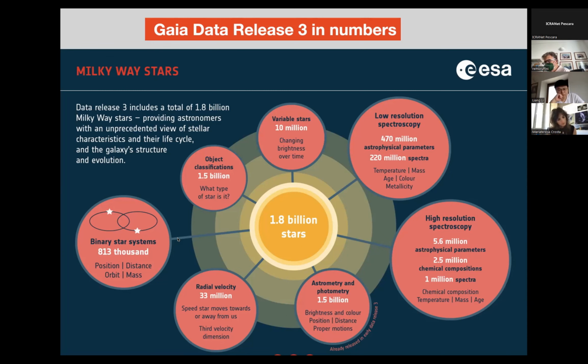Quite recently, Gaia delivered its third release. These are the numbers of this release. You see that Gaia has already observed almost 2 billion stars, and is now able to well characterize many of them, especially with 1.5 billion astrometric parameters. There is a subset of 33 million that also have radial velocity. So we are gaining information on how deep our galaxy is, and also on other objects.